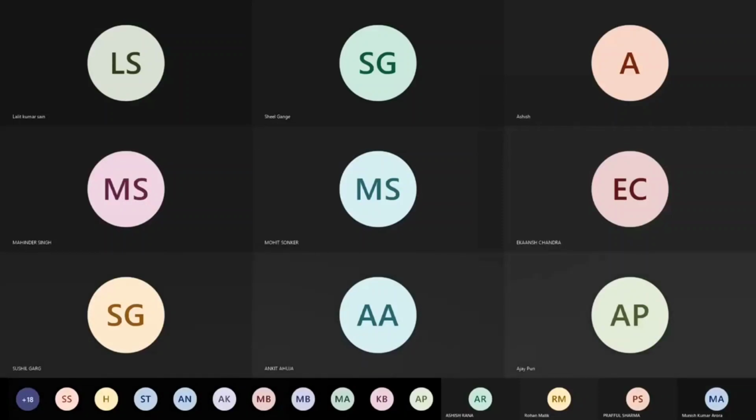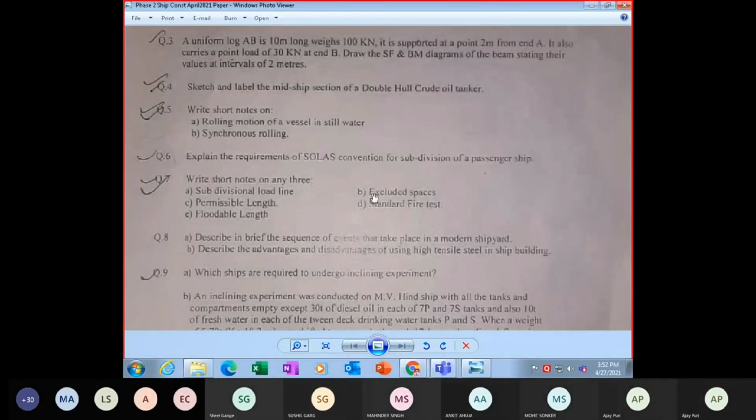Then write short notes on any three: subdivision load line, excluded spaces, permissible length, floodable length, and standard fire test. Each is 8 marks. For excluded space, you have to give at least 3 or 4 examples of excluded space along with diagrams. For subdivision load line, you have to make the diagram of subdivision load line and explain that.